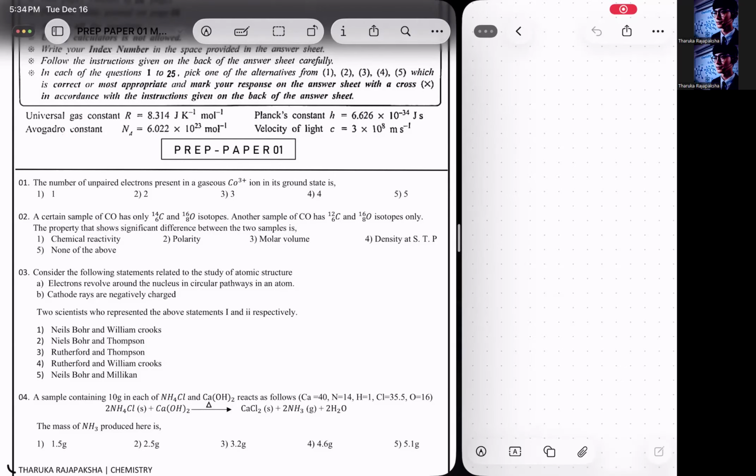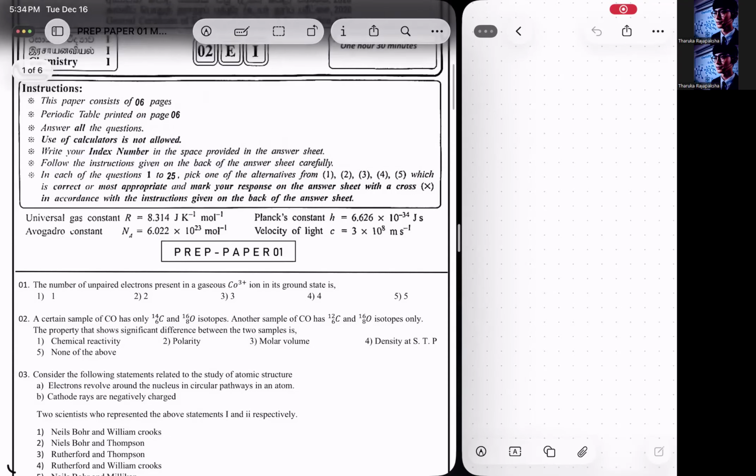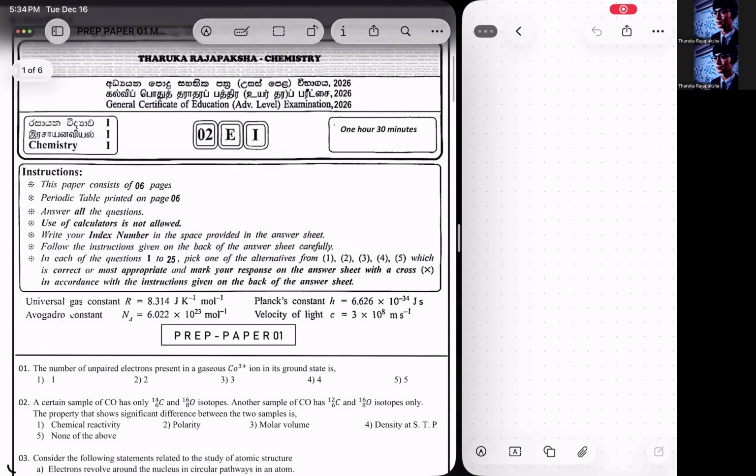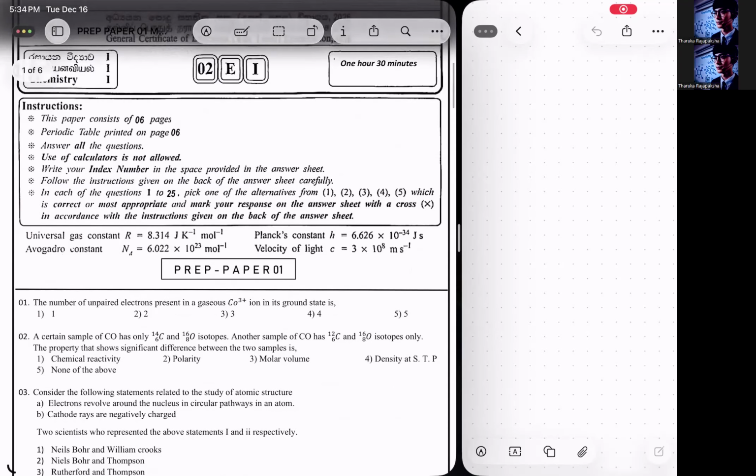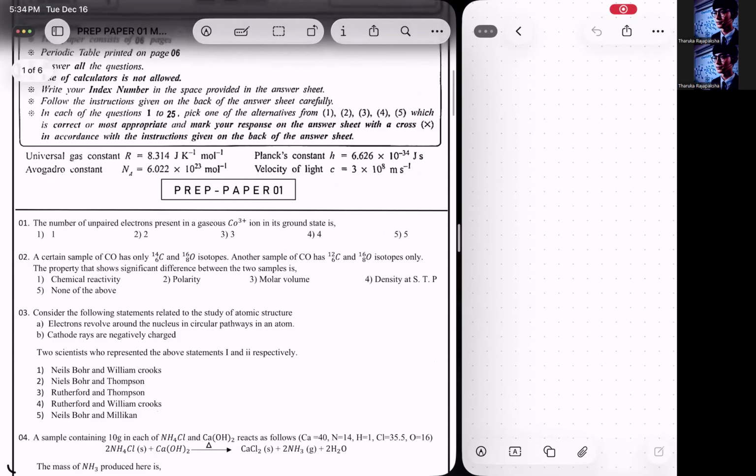So, we are here to discuss prep paper number 1, 1 hour 30 minutes timed. And we wrote this last week. So, this is the recording of the paper, discussion of the video, discussion of the paper. Okay, question number 1 of the paper.